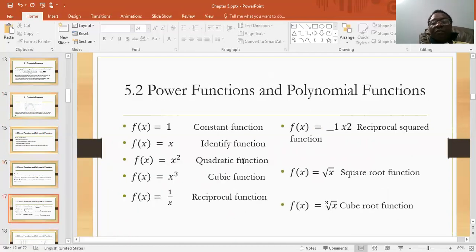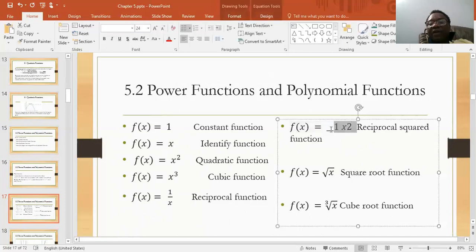Examples of power functions are listed below. f of x equals 1 is a power function with p equals 0. f of x equals x is the identity function. It's a power function with p equals 1. f of x equals x squared is the quadratic function. x cubed is the cubic function. 1 over x is the reciprocal function. And here we have f of x equals 1 over x squared.